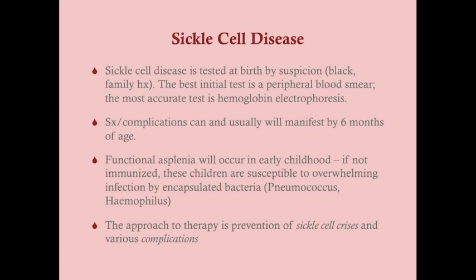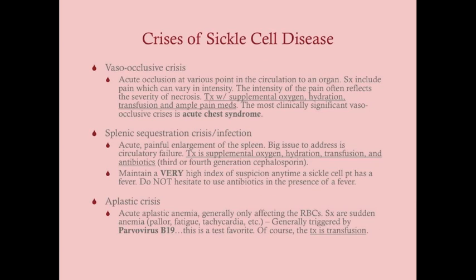And the approach to therapy in general with sickle cell patients is going to be the prevention of sickle cell crises, which are acute complications of sickle cell disease, and then the various complications of sickle cell disease, which are some of the more long-term complications of the disease. Okay, so what are these crises of sickle cell disease? So we have 3 different types.